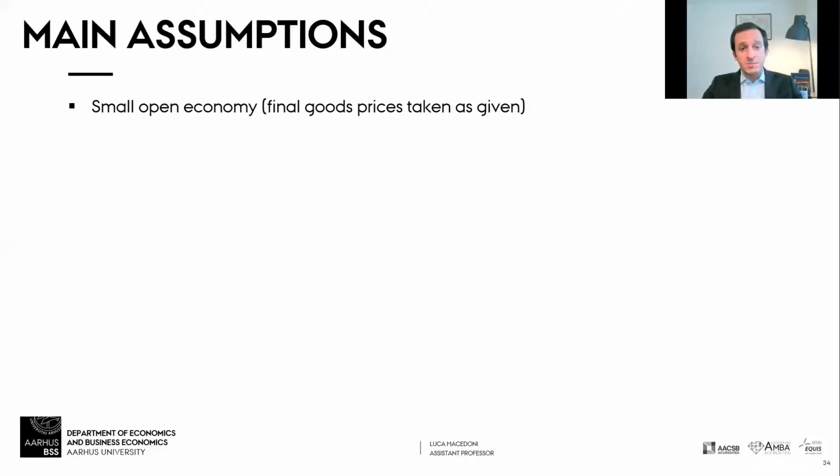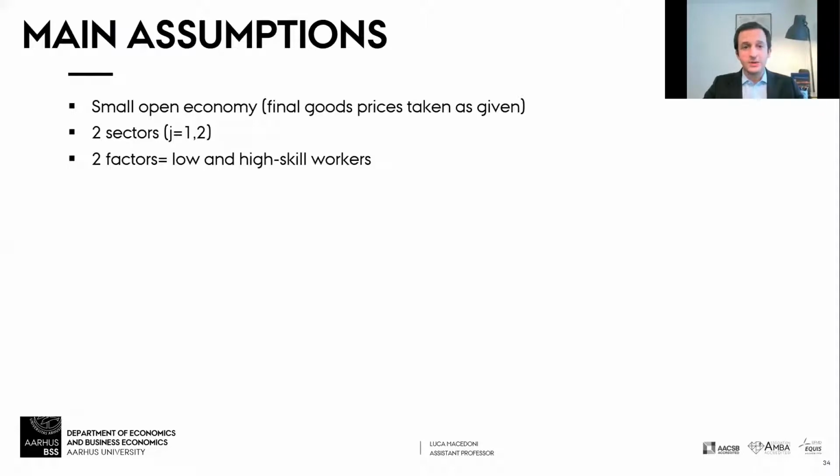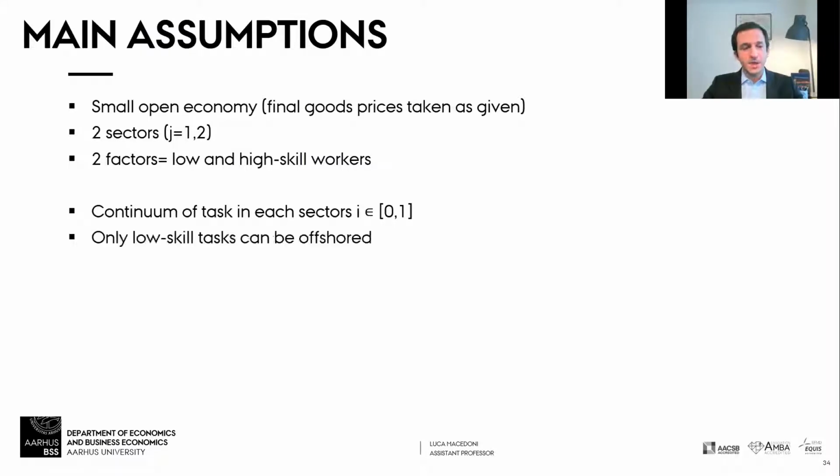Now we're going to have a small open economy, which is a simple assumption so that the economy takes prices as given. We're going to have two sectors indexed by J and two factors of production, low and high skilled workers. There's going to be a continuum of tasks in each sector. Now the tasks are going to be indexed by I from 0 to 1, and we're going to assume that only low skilled tasks can be offshored.